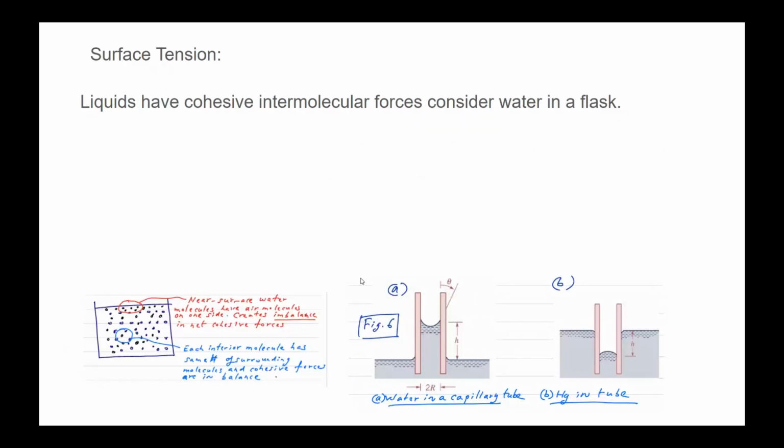Liquids have cohesive intermolecular forces, considering water in a flux. So here are some things over here. Generally speaking, near the surface there are water molecules, air molecules, and so on that create an imbalance of net cohesive properties and other stuff like that. I didn't really do much of that right now because there's an entire way of proving this later on that I probably will have to explain to you later. But for now, I'm just going to brush over a little bit of it.